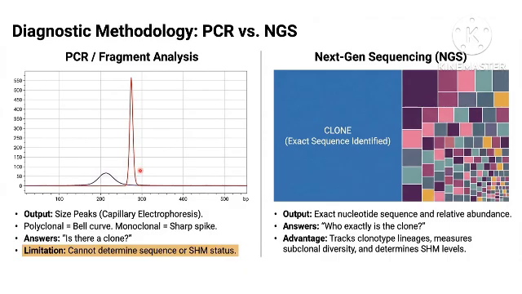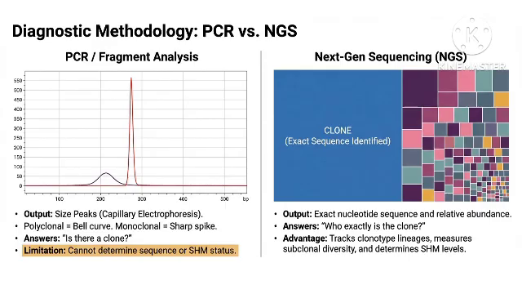Whereas NGS can answer your question. Who exactly is the clone? What is the exact nucleotide sequence? What is the abundance of that clone in the sample? So it helps in tracking clonotype lineages. It measures subclonal diversity, and it determines somatic hypermutation levels.